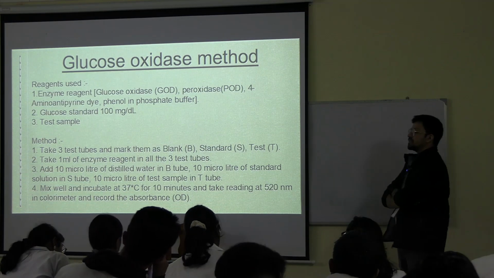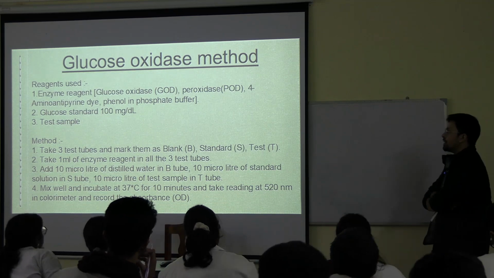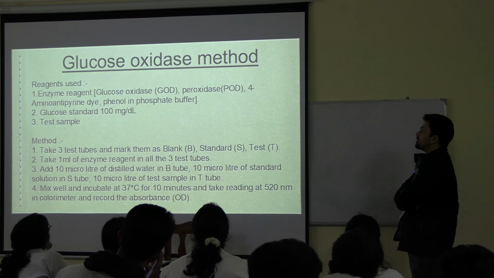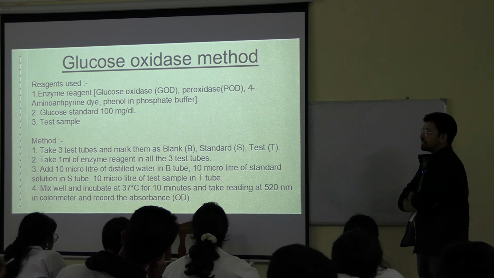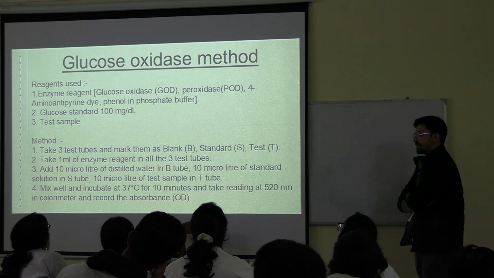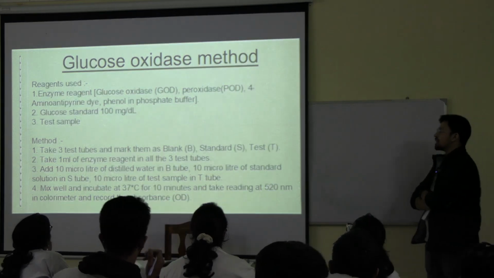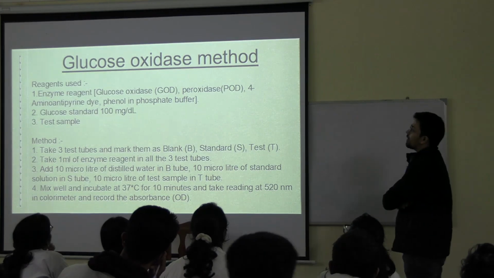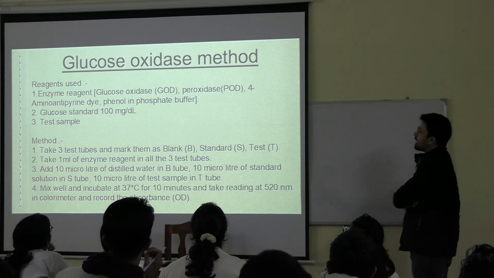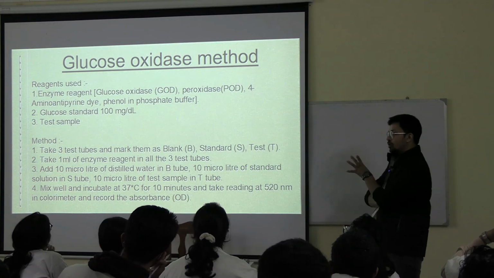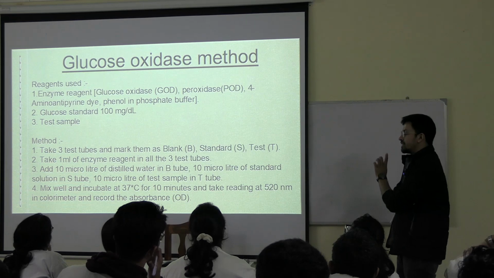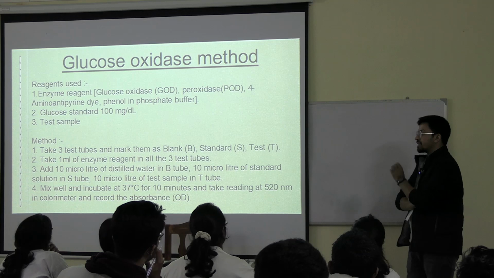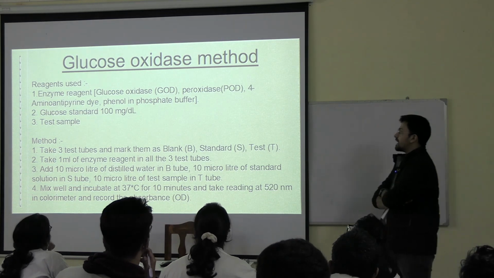Now glucose oxidase method, this is the test that we will be performing. First of all, reagents. What are the reagents we are using? First of all, one is the enzyme reagent, also known as the GOD-POD enzyme reagent. What are the contents of the enzyme reagent? That is the glucose oxidase, peroxidase, 4-aminoantipyrine and phenol in the phosphate buffer. These 4 together are known as the enzyme reagent. This will be found in one container that will be given to you. These are already pre-made samples. You have to take the samples from here. Okay, that's all.